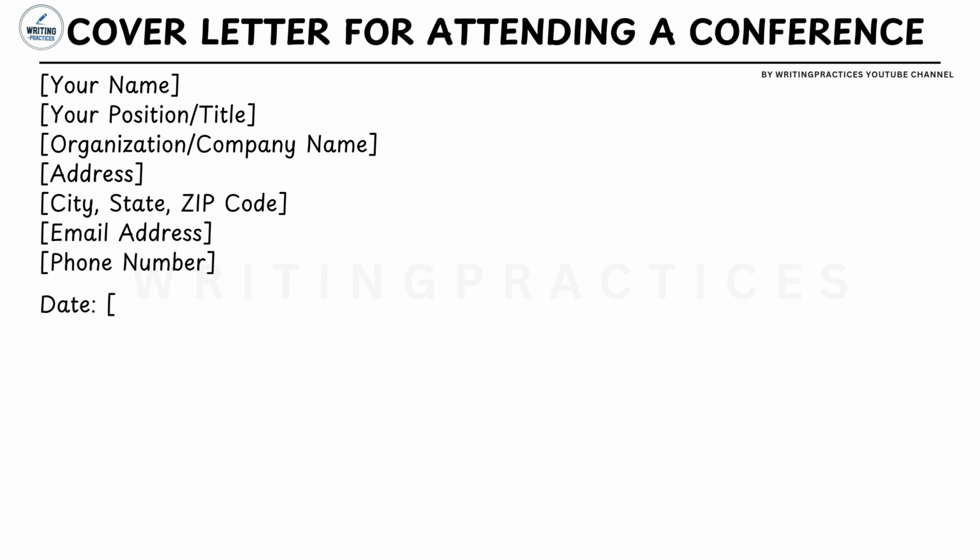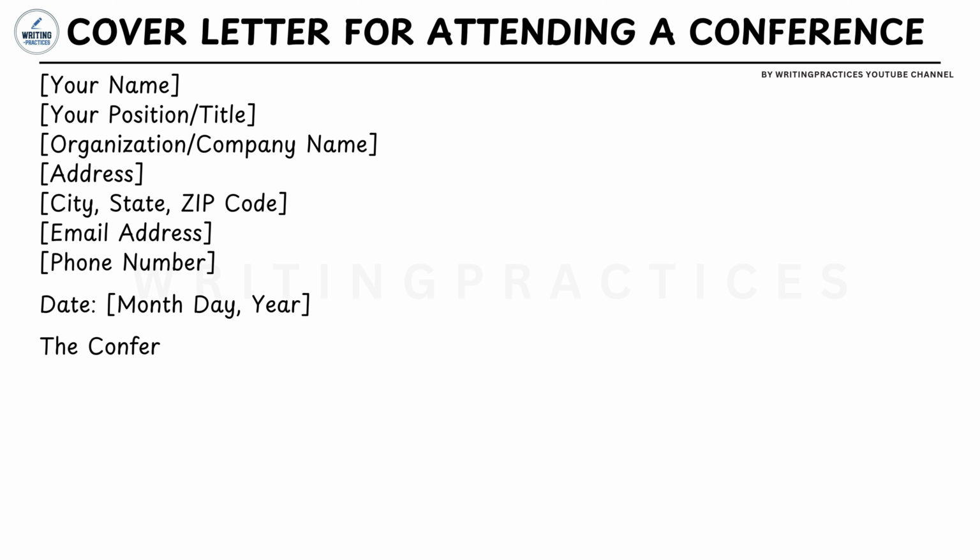Date. After your contact information, you include the date when you are writing the letter. This shows when your application or request was made, which helps with record keeping and processing. Just write it simply, like month, day, year. It's best to use the full date format, such as December 15th, 2025, rather than abbreviations. Keeping it formal makes your letter appear more professional.